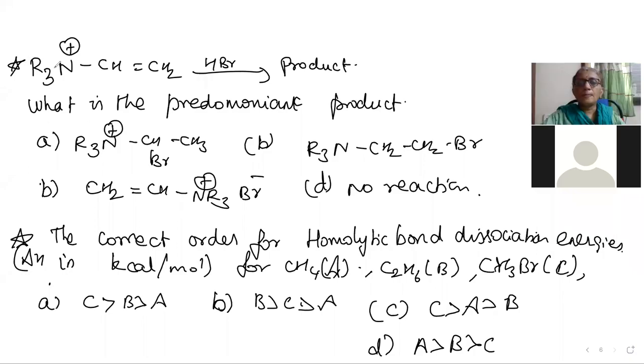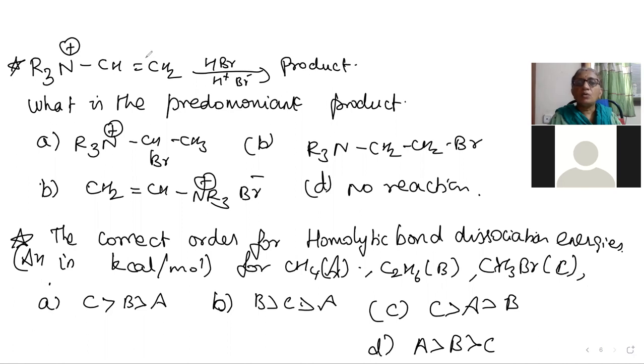Look at this problem. R3N+, and here there is a double bond. HBr is there. HBr will cut into H+ and Br-. Here, this compound will undergo electrophilic addition. Electrophilic addition, addition reaction, means cutting the double bond and introducing these two groups across the carbons connected by the double bond.